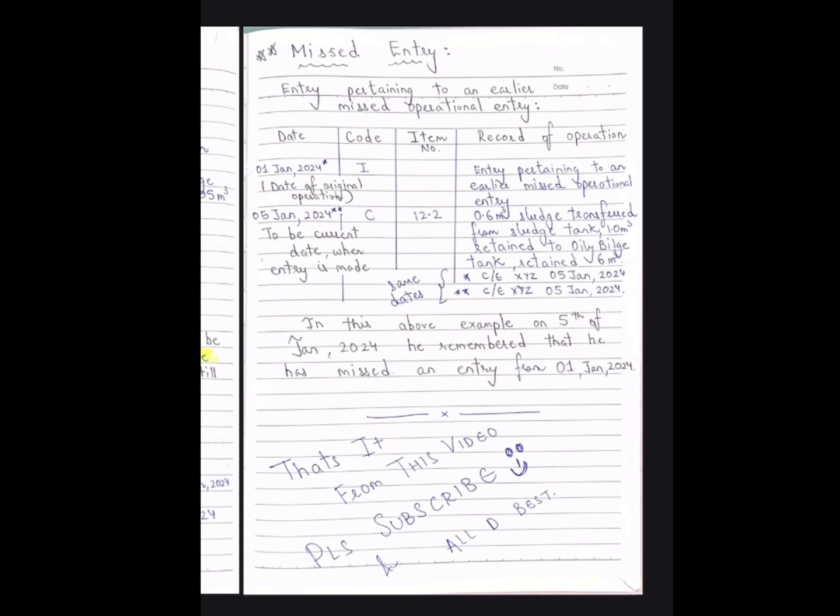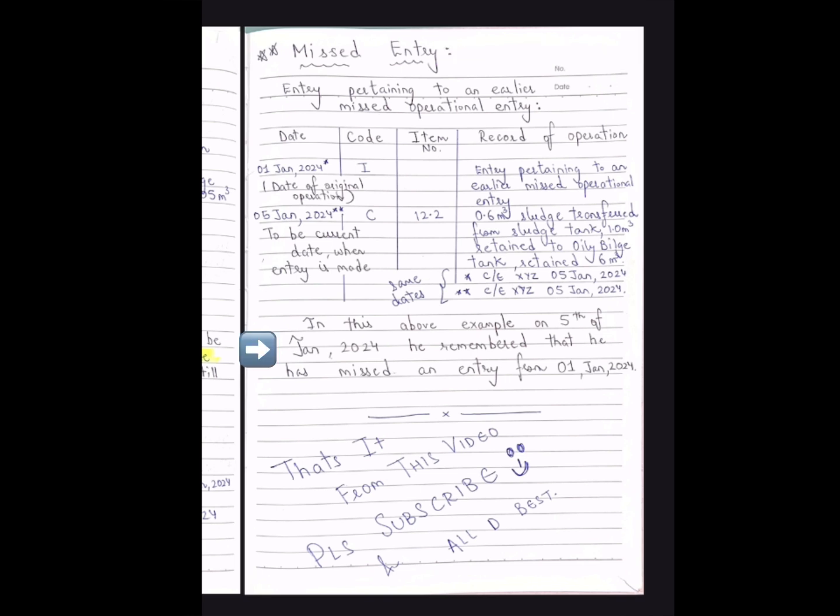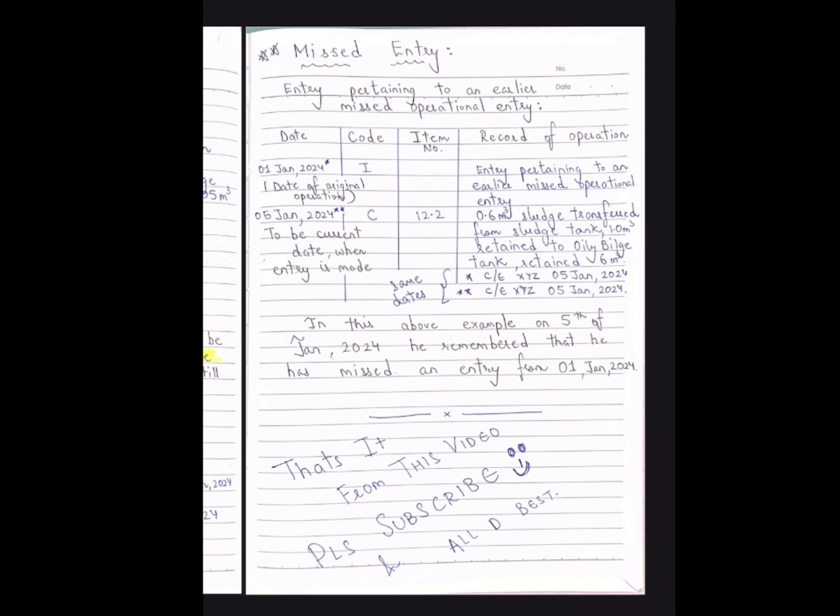Last but not the least, how to report a missed entry in an oil record book. In this example, you can see that on 5th of January 2024, the Chief Engineer remembers that he has missed an entry from 1st of January 2024. So it has to be reported under code I, that is the entry pertaining to an earlier missed operational entry, and then the missed entry has to be reported.